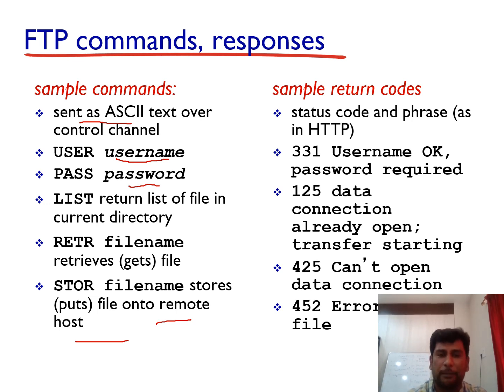And what are some sample return codes you could find in FTP? These are like the status code and phrase in HTTP. So 331 indicates the username you have entered is okay, and now you need to enter a password. For instance, if you are trying to access a particular page, first you will be asked to enter your username. If it matches the records, then you will be asked to enter the password. Similarly, we have code 125, which indicates the data connection is already open. Another return code is 425, indicating that the data connection cannot be opened, or 452 indicating an error in the code you have entered.